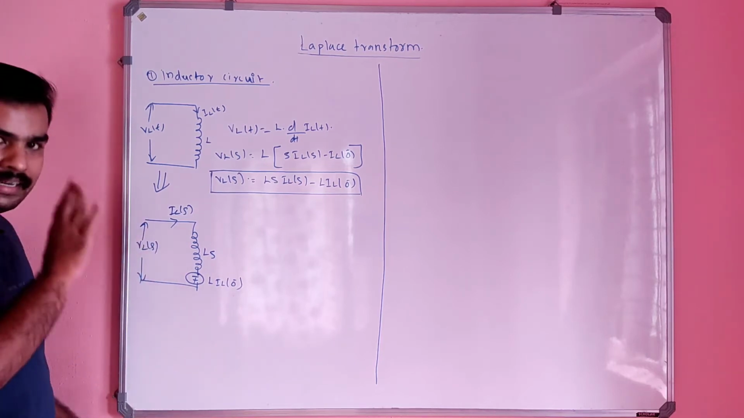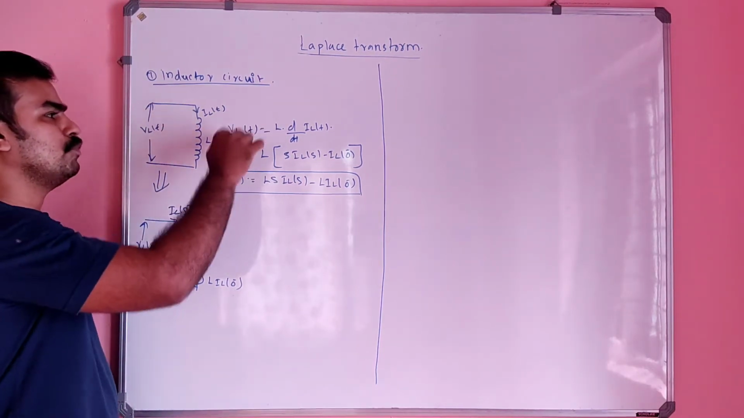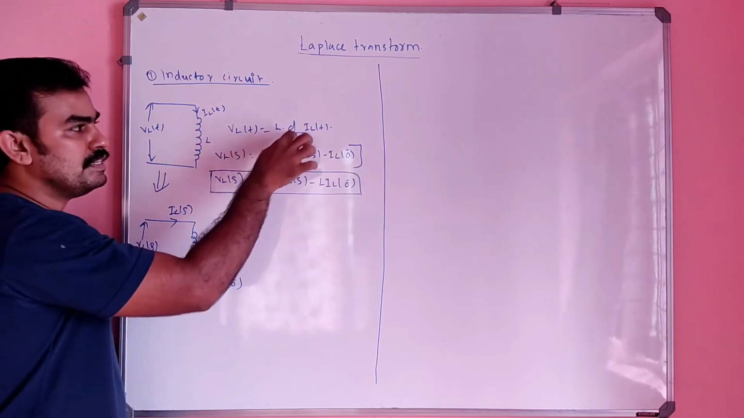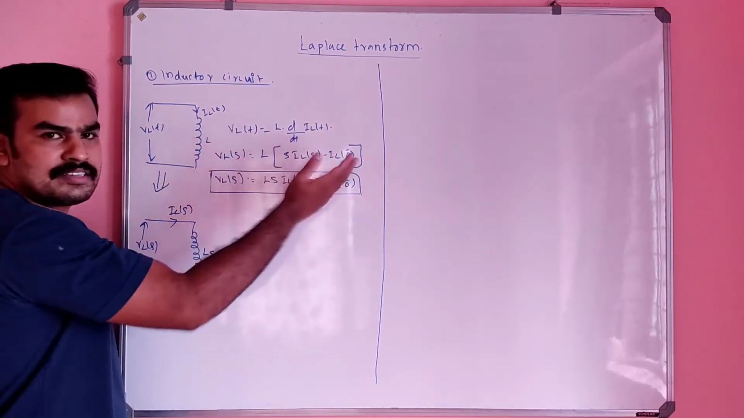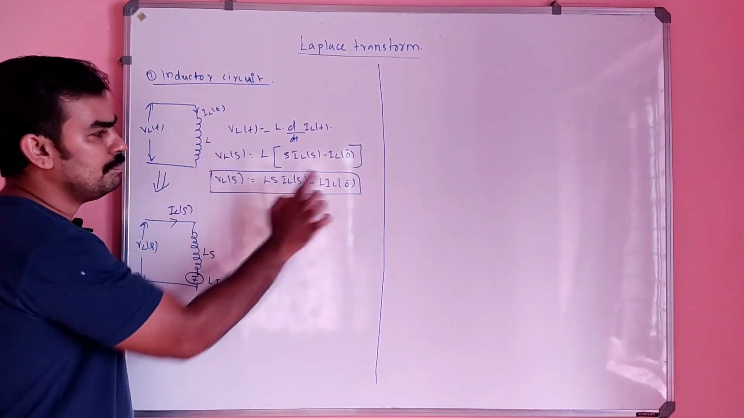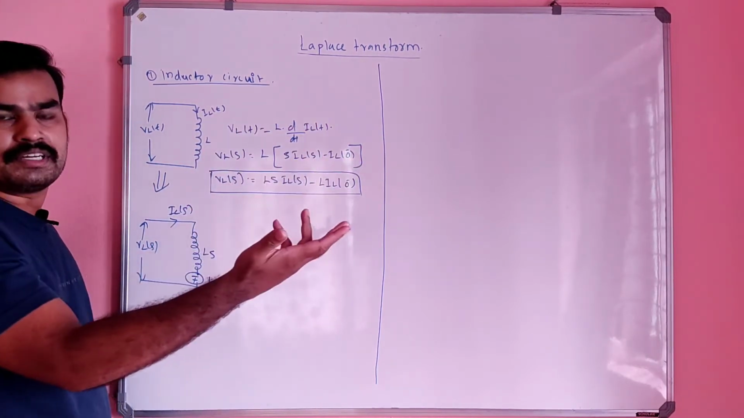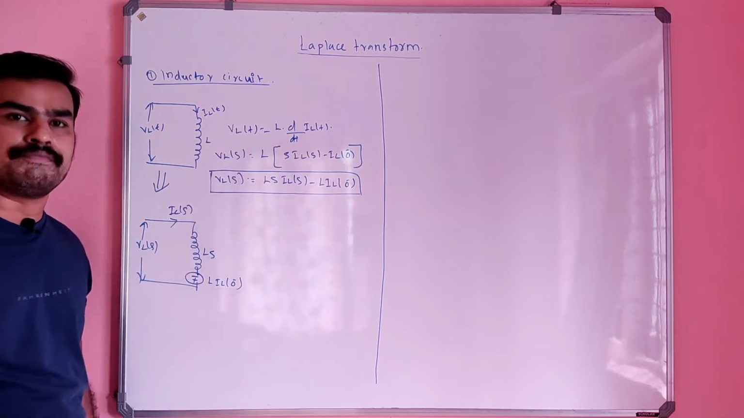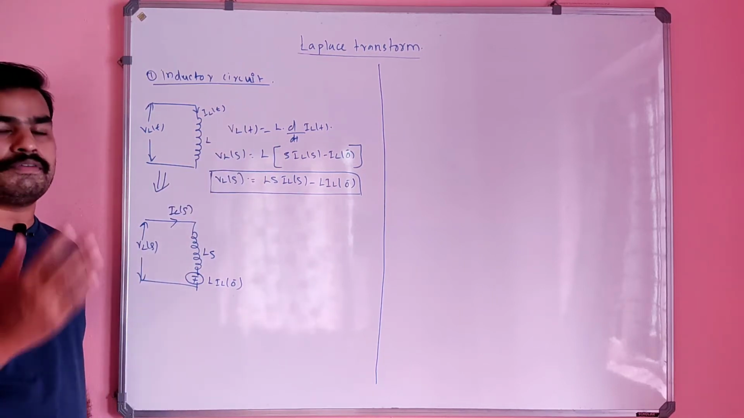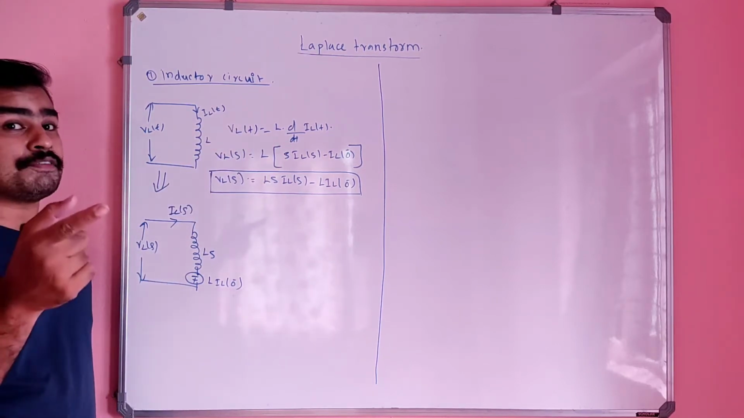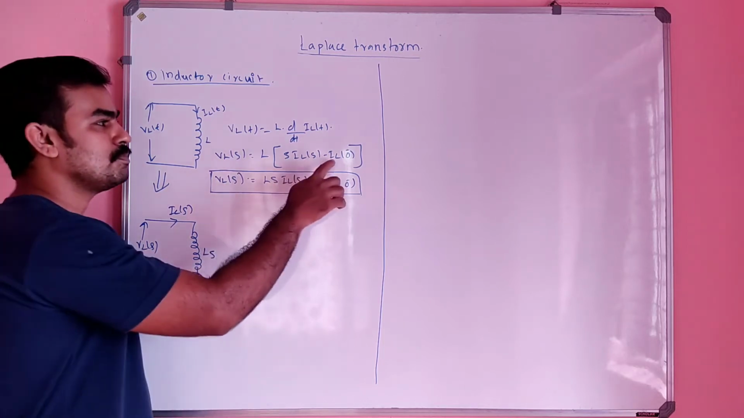Listen very carefully. I did nothing. I simply wrote the voltage equation here: VL of t is equal to L into d by dt. Take Laplace transform on both sides. So this will be the Laplace transform. Simple, you know the Laplace transform of d by dt of f of t is S into f of S minus f of 0. That f of 0 is small f of 0, right? So small IL of 0.